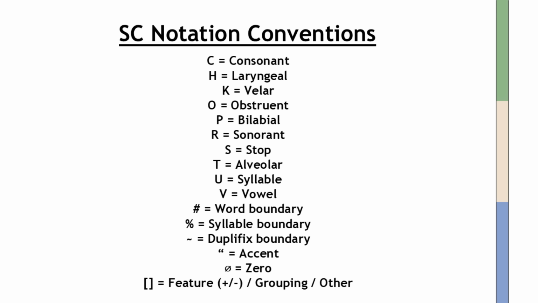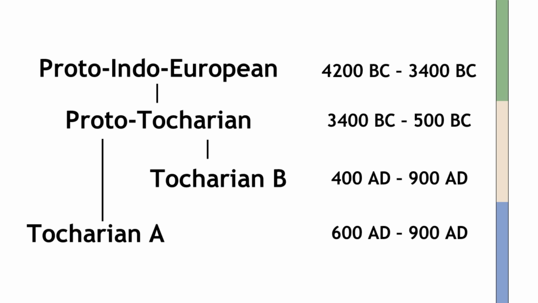Here are my conventions, but if you don't want to have to read and figure out this notation as we go, don't worry, because I'll talk you through every step of the way. It's worth noting that while the history of Tocharian is understood in broad terms, experts still disagree on many of the specifics, so for this video I'll be following Don Ringe, who presents the most complete account, although I do supplement this with works by other authors.